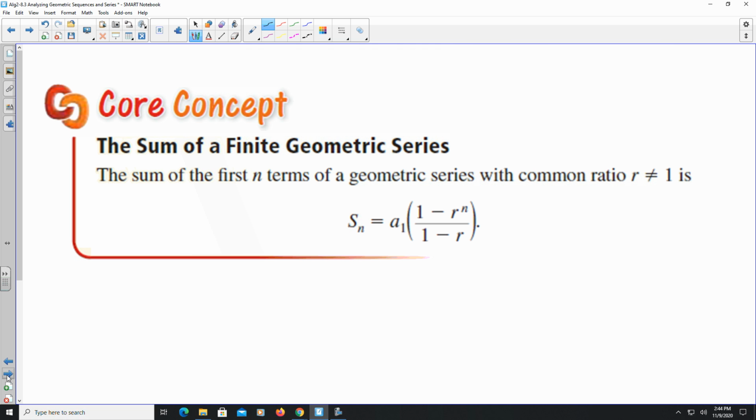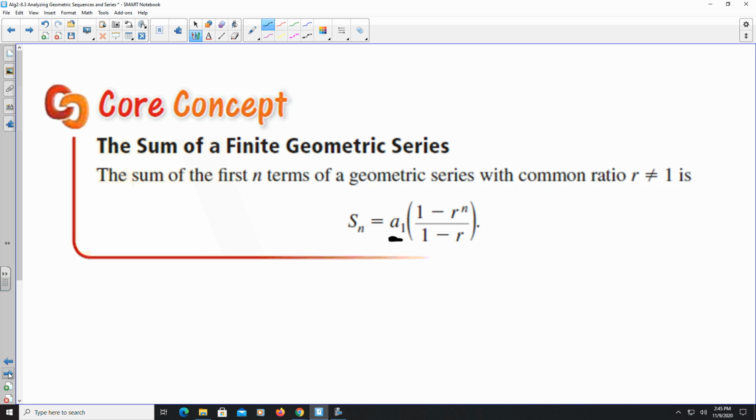Last thing we're going to take a look at is being able to find a sum of a finite geometric series. So once you know that the series is geometric, you can use this formula. S of n, so however many terms there are in the sequence, is going to be equal to, first off, a sub 1 on the outside, and it's going to be multiplied by the quotient of 1 minus r raised to the n power divided by 1 minus r.